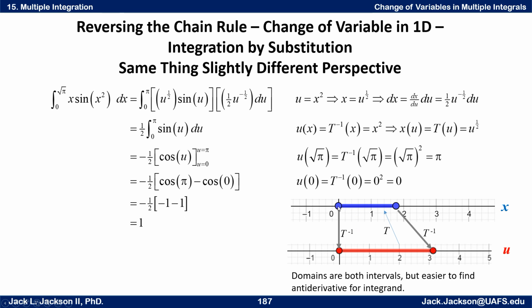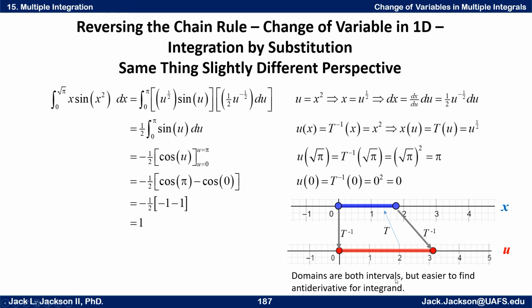And what does it do with the endpoints? Well, it sends 0 to 0 and square root of pi to pi, just like we saw on the previous page. And so those are our new intervals. And then with the substitution, well, look what happens. We do a little algebra here. The 1/2 can be brought out front. The u to the 1/2 times the u to the negative 1/2 is just 1. That cancels. And so we get sine of u du. Now from there on, it's exactly like the previous page.